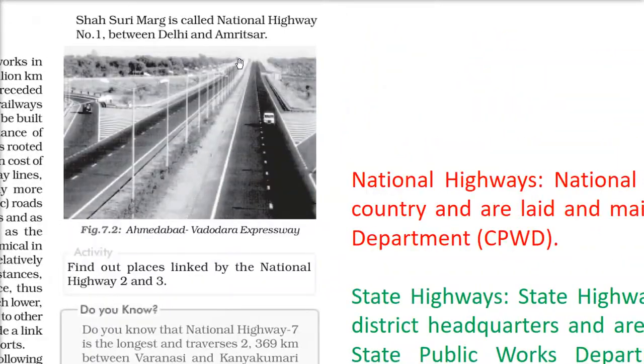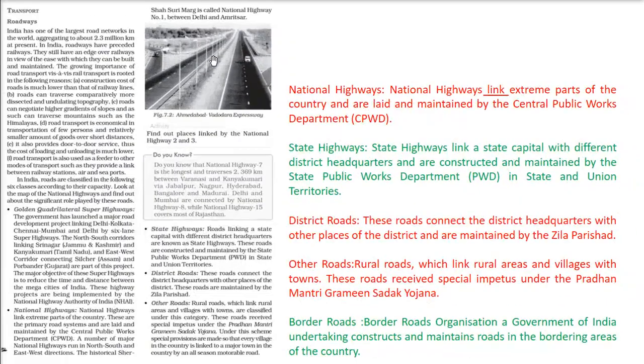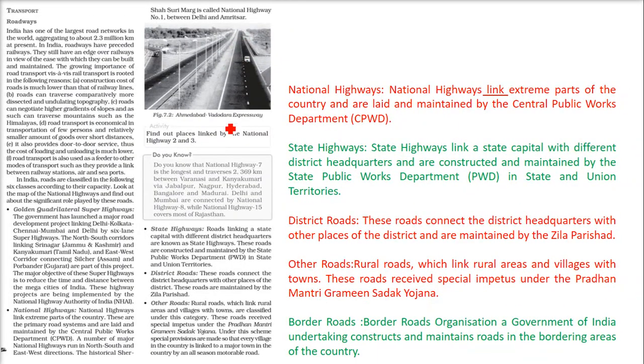And the historic Sher Shah Suri Marg is called NH number 1, National Highway number 1. This Sher Shah Suri Marg runs between Delhi and Amritsar. You can see an expressway of Ahmedabad, Vadodara. In this book, it is given that National Highway 7 is the longest, 2369 kilometers between Banaras and Kanyakumari via Jabalpur, Nagpur, Hyderabad, Bangalore, Madurai. I'll just tell you that this has changed, so I'll give you the latest idea. It is NH44 right now.